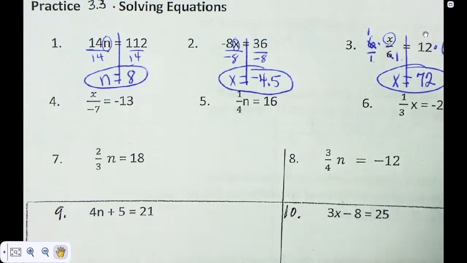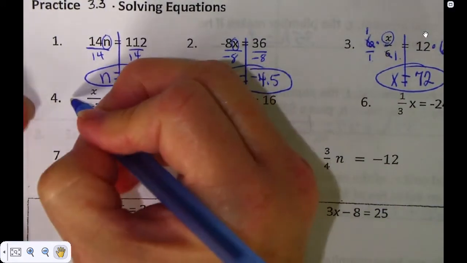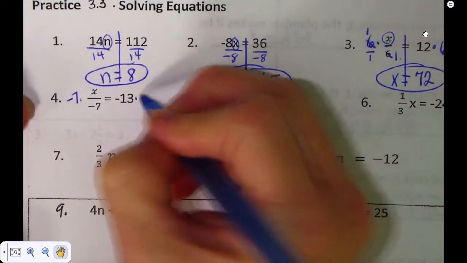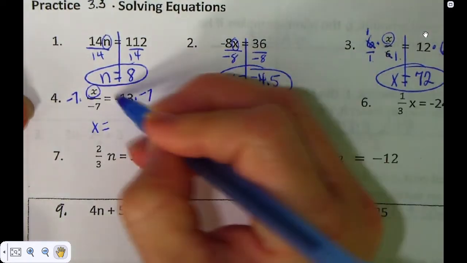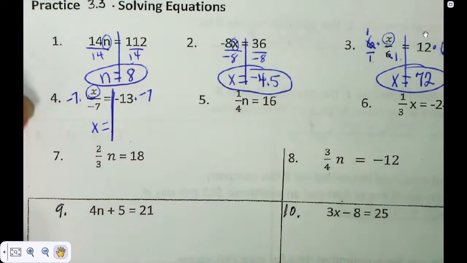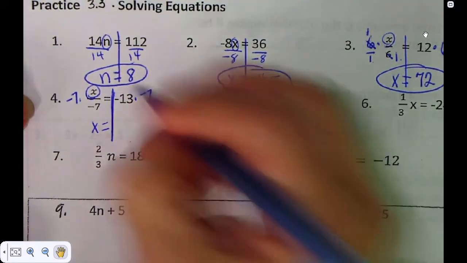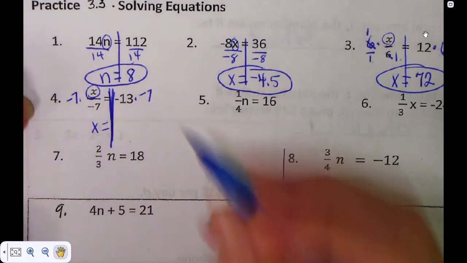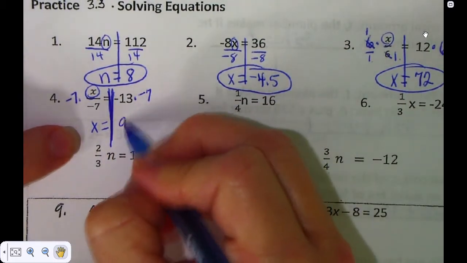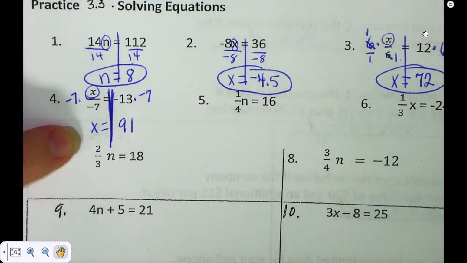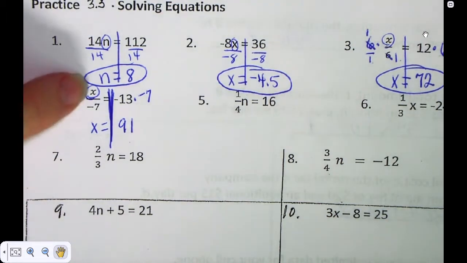That's dividing by -7, so we're going to multiply by -7. Oh, forgot to circle the x and draw my river. So x equals 91. -13 times -7. Now to check it, everybody together.